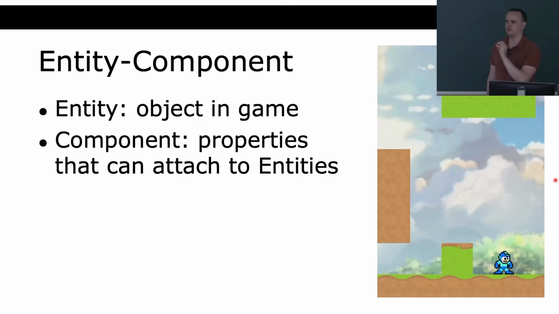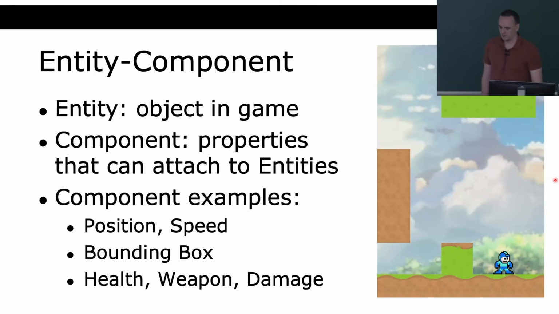The entity component model, however, would be an entity is an object in the game, and then a component you can think of as a property that we would want to attach to an entity, right? It has this particular property. So for example, some basic ones could be a position or a speed or a velocity, right? So this entity is somewhere in the game world. If we wanted it to be somewhere in the world, we would give it a position. If we wanted it to move around, we would give it a non-zero velocity.